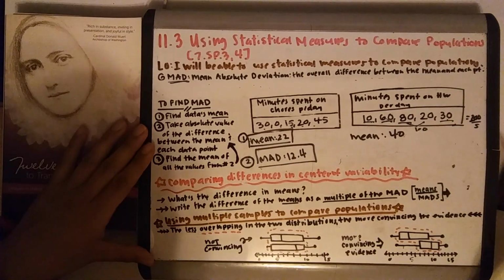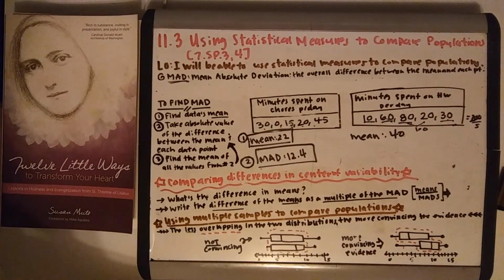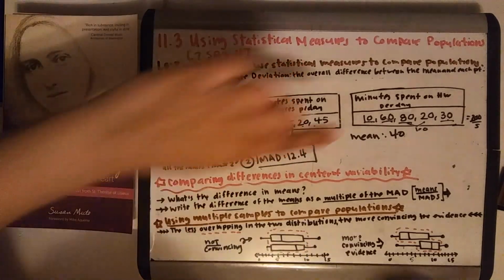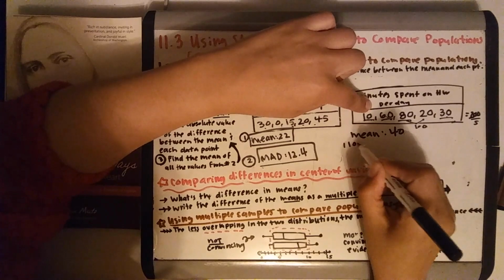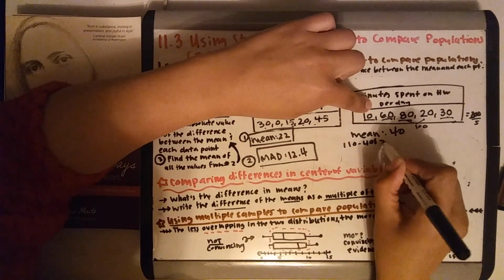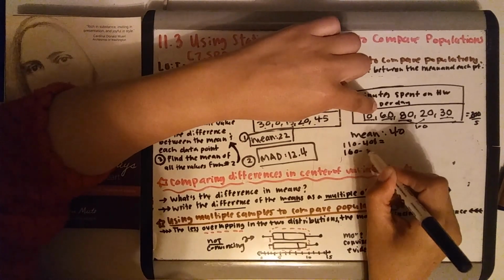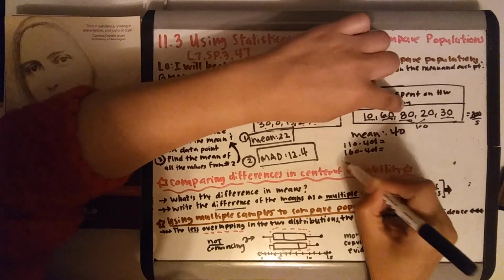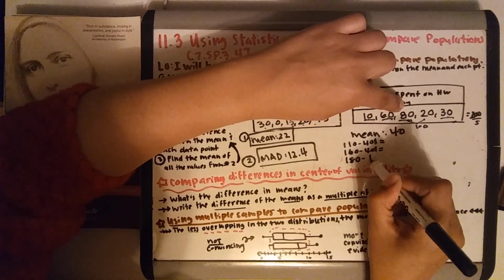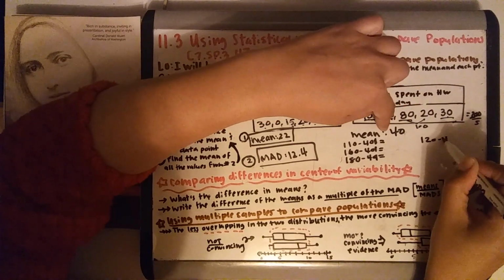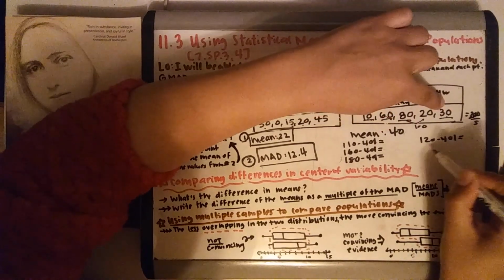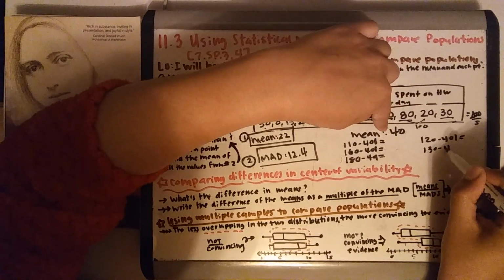And then for the MAD, I'm going to take each one of those numbers and do the difference. I'm going to subtract the mean, absolute value of that. So I'm going to go 10 minus 40, absolute value of that. 60 minus 40, absolute value of that. 80 minus 40, absolute value of that. 20 minus 40, absolute value of that. And then 30 minus 40, absolute value of that.